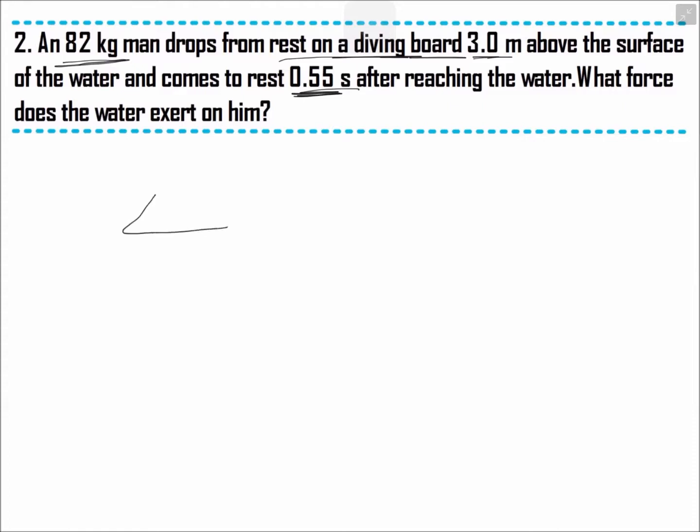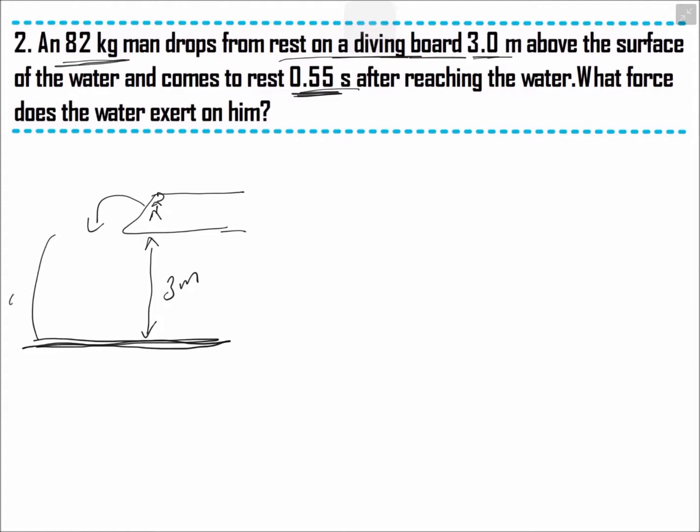If we have a diving board like this, for example, and this is the level of the water, and this is the height of the diving board, which is 3 meters, and this is the guy here, and he jumps from here down. So in this question we have two cases, two parts. One part is in the air, the other part is in the water, because the question says the guy dropped from rest.